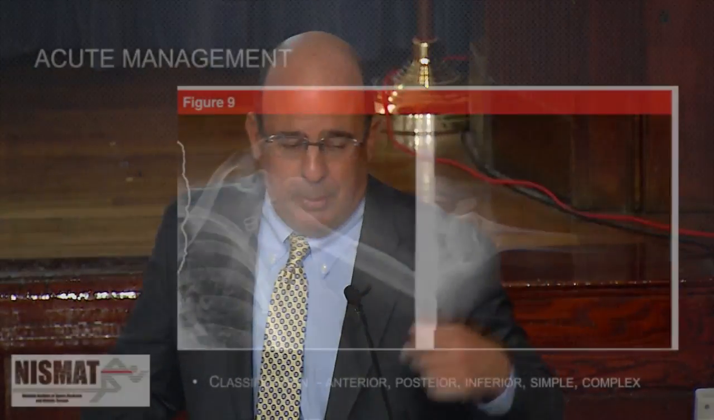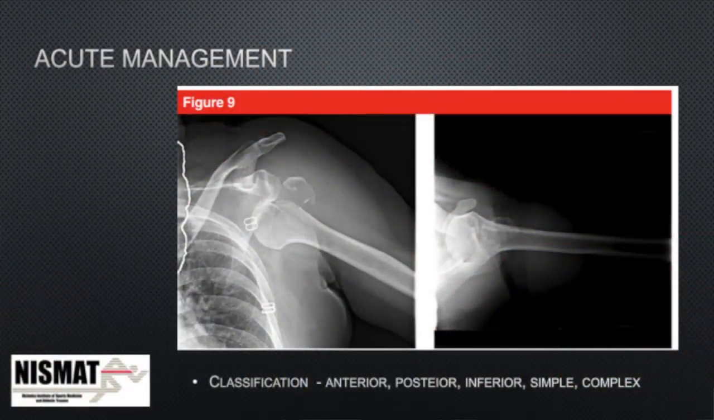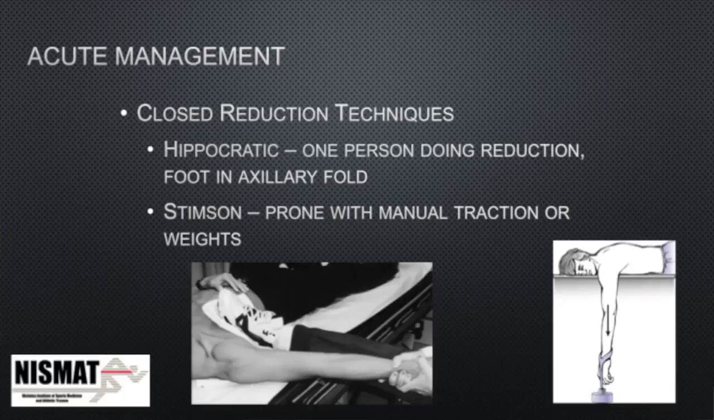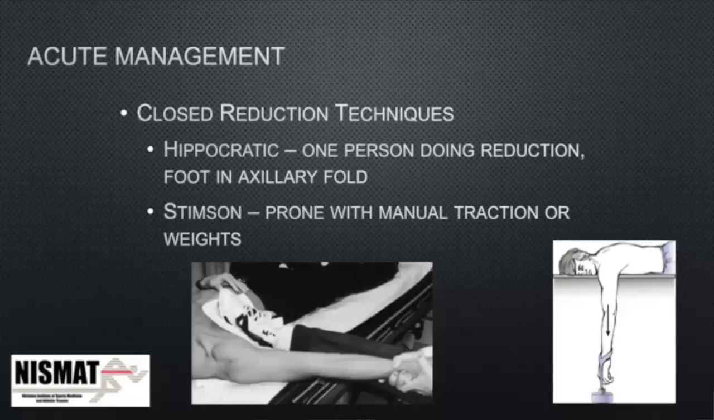Your trainers, a lot of people here are athletic trainers, physical therapists. You have a patient with a dislocated shoulder. How do we reduce that dislocated shoulder? Well, the Hippocratic method, when you're by your side, you grab the patient's arm, put your foot in the armpit, and pull on the arm. That's when we reduce it.